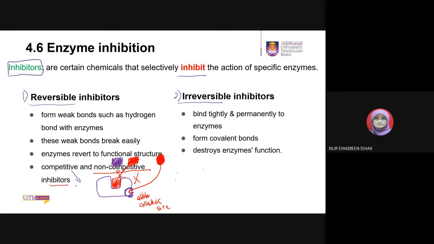Okay, remember, reversible has two types: competitive and also non-competitive inhibitors. For irreversible, it cannot be reversed anymore.